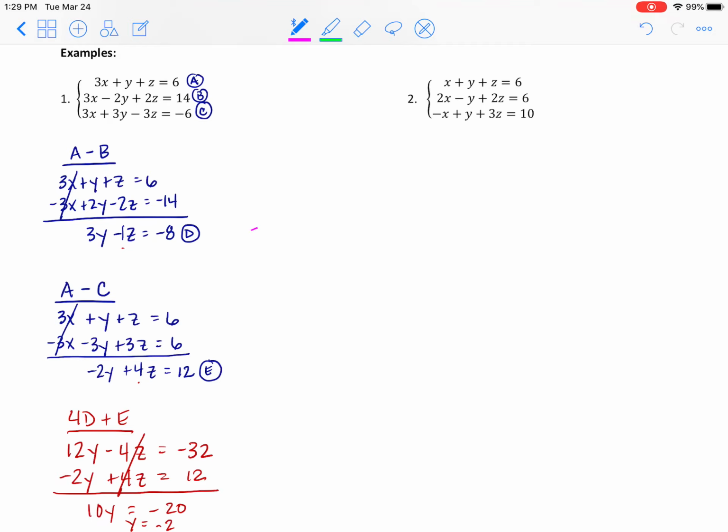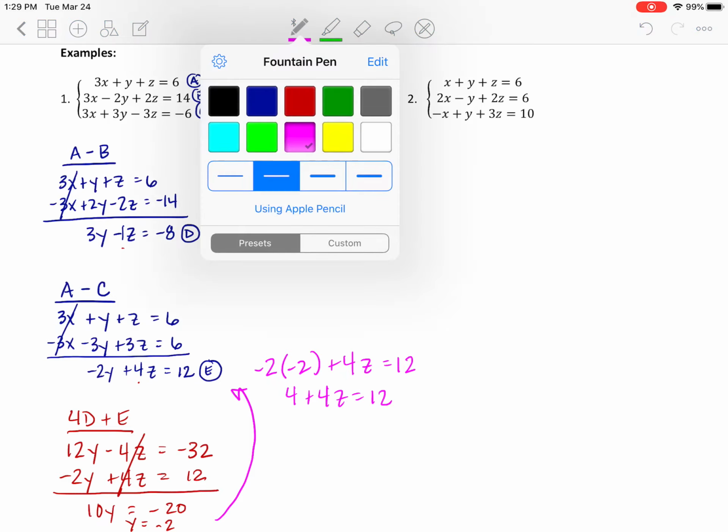If I take it and plug it in here, 3 times y, which was negative 2. Actually, for spacing, I'm going to plug into E. So I'm going to take the negative 2 and plug it into E. I have negative 2 times y, which we just found was negative 2, plus 4 times some value for z that we're going to figure out in a second has to equal 12. So that's 4 plus 4z equals 12.